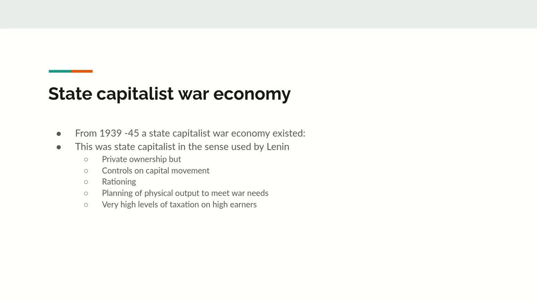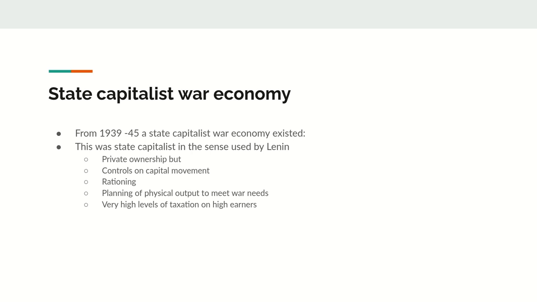That came to an end in 1939. From 1939 to 1945, a state capitalist war economy existed. And this was state capitalist in the sense that Lenin and Mao Zedong used the term, where they refer to a system where the economy is in private ownership, but there are strict controls on capital movement, there's rationing, there's planning of physical output to meet war needs, and very high levels of taxation on high earners.